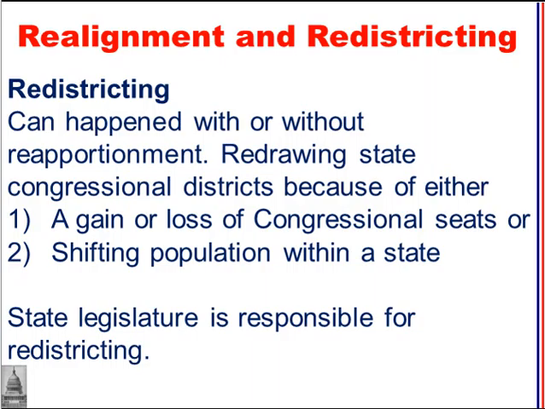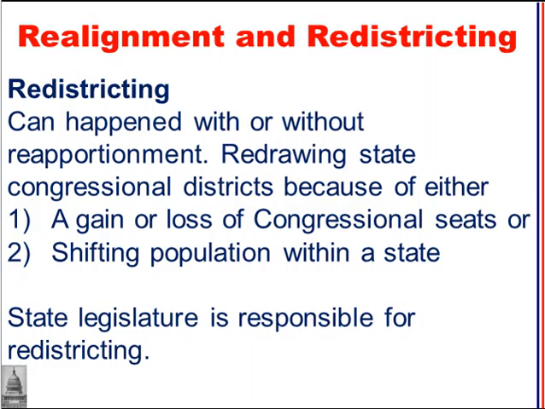So redistricting doesn't necessarily mean that the state has gained or lost seats. It could just reflect internal population movements, and the state could keep the same number of seats. They'd just be in different patterns. Now, this is a very important point. Redistricting is done by state legislatures.